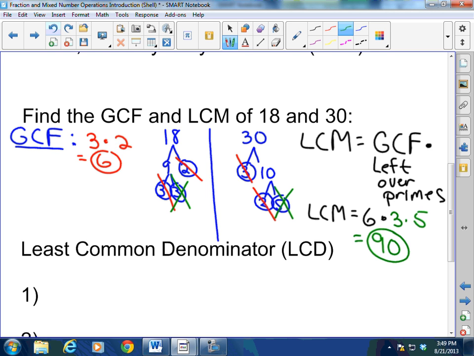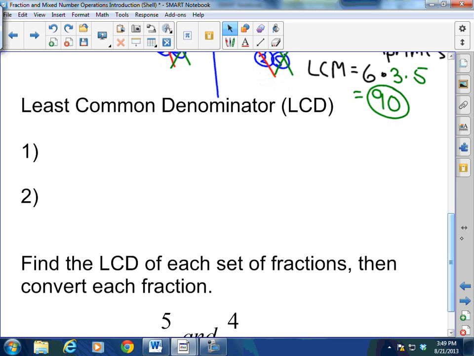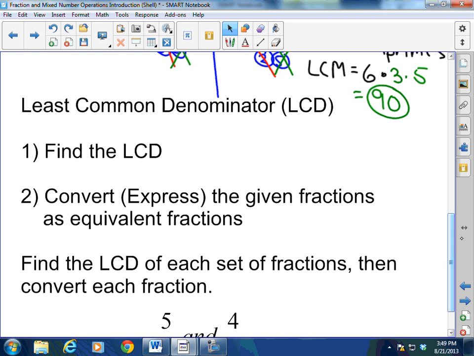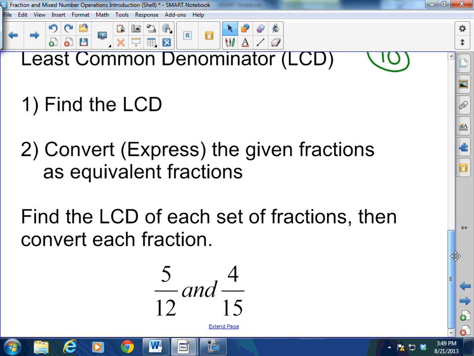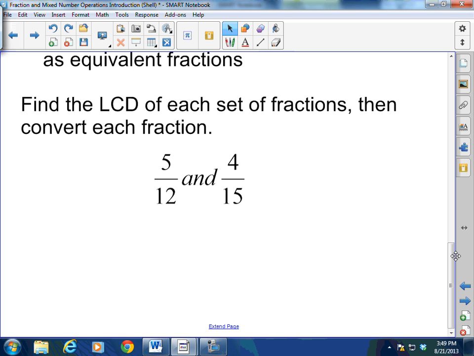And from LCM, we can go ahead and continue to LCD, which is the least common denominator. Once you recognize or find the LCD, the least common denominator, it's your job to convert or express the given fractions as equivalent fractions. Very, very simple. So for example, find the LCD of each set of fractions, then convert each fraction.